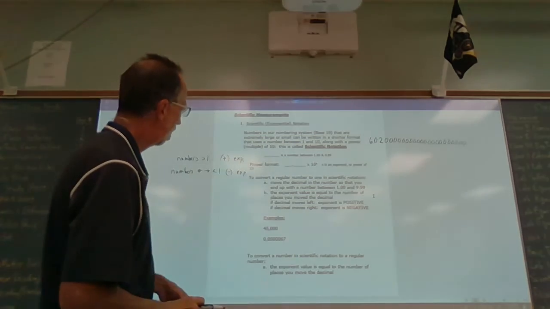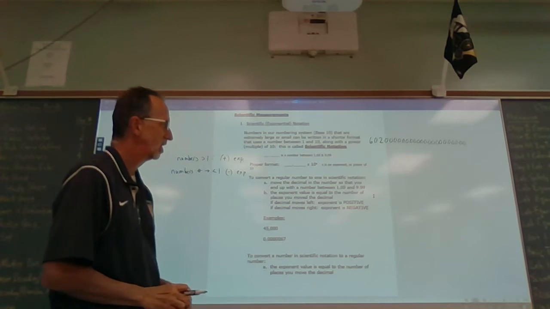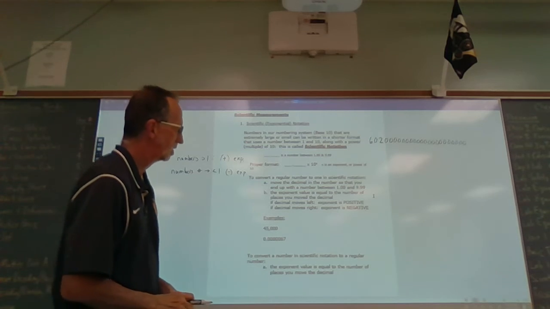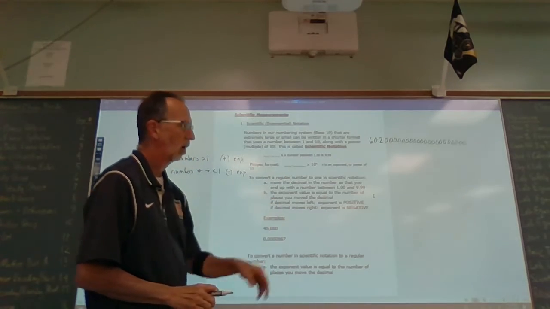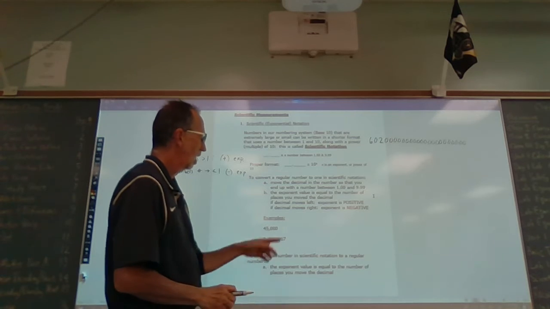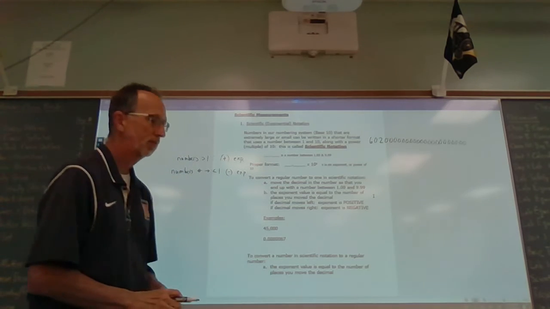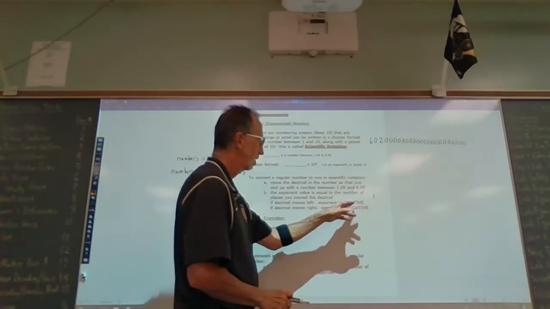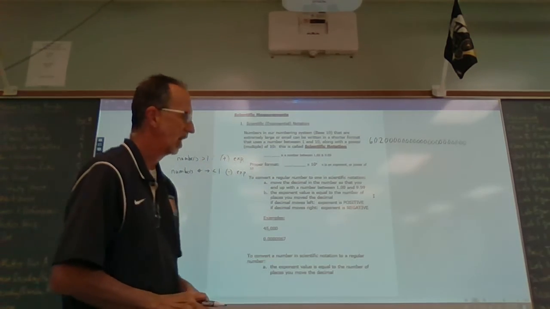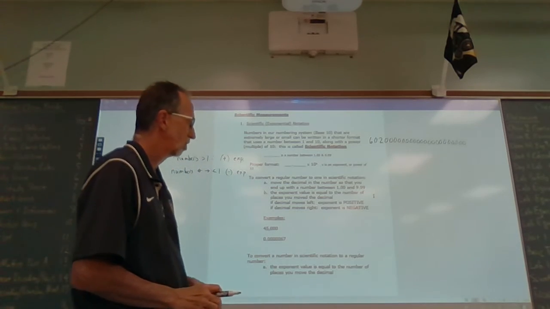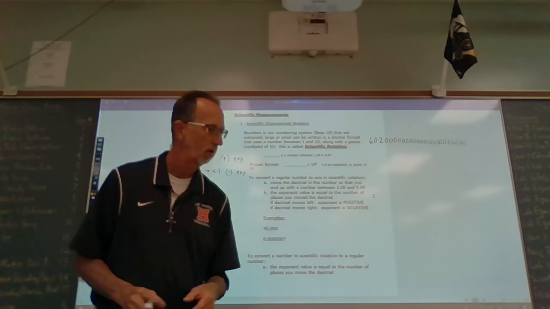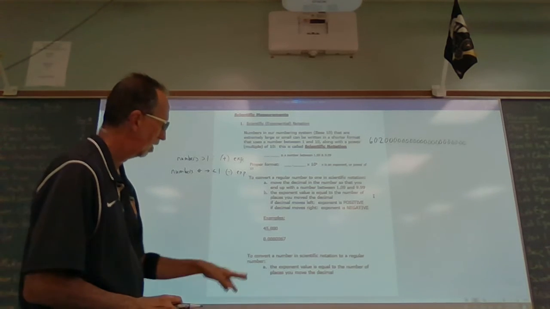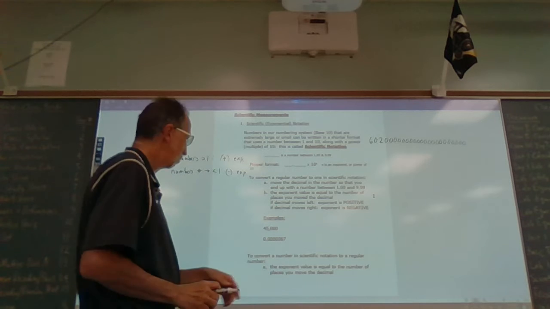Okay? So, to convert a regular number to one in scientific notation, you're going to move the decimal in the number in such a way that you end up with a number between 1.00 and 9.99. The exponent value is equal to the number of places you move the decimal. If you had to move the decimal to the left, which means it's a big number, the exponent will be positive. If you move it to the right, meaning it's a small decimal number, the exponent will be negative. So let's look at that real quick. So here we have, I'll put that up a little bit.